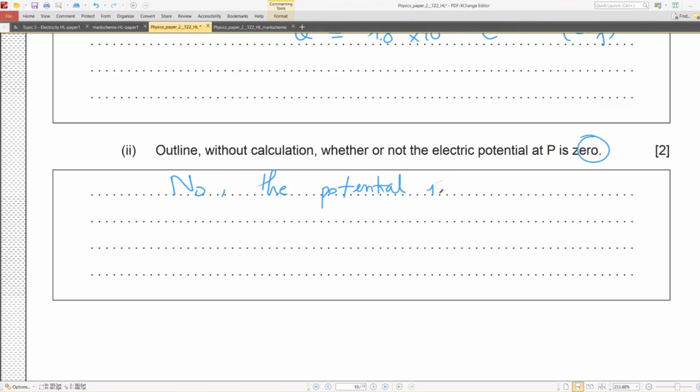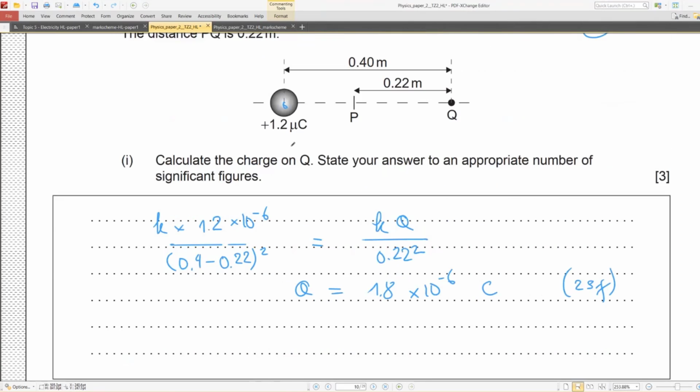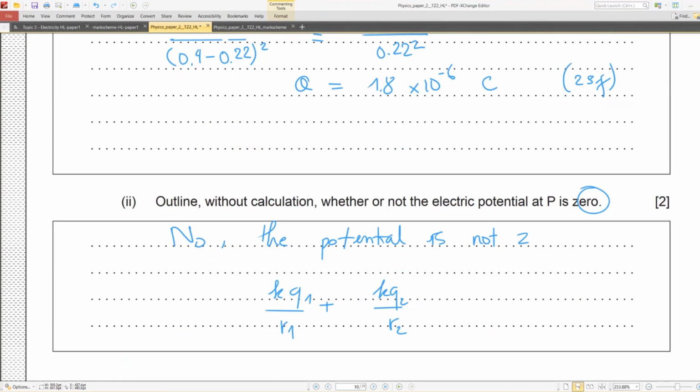Because the two charges have the same sign, and they add the potential. You just add the potential of the two charges, which is KQ1 over R1, and add it with KQ2 over R2. R2 is 0.22 and R1 is 0.4 minus 0.22. It's not 0 because the two charges, without calculation, have the same sign. The charges are the same type.